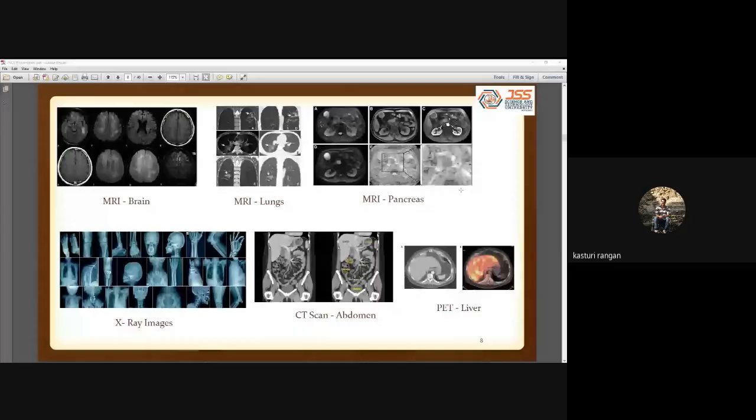Just going to the next application. Kasturi, can you see now the eighth slide? Yes, sir. Okay.